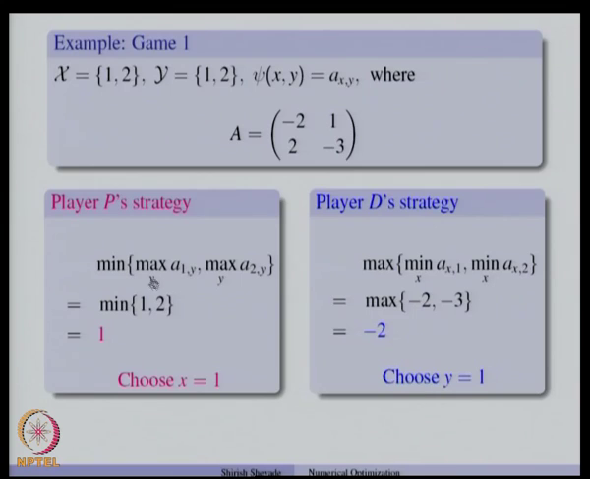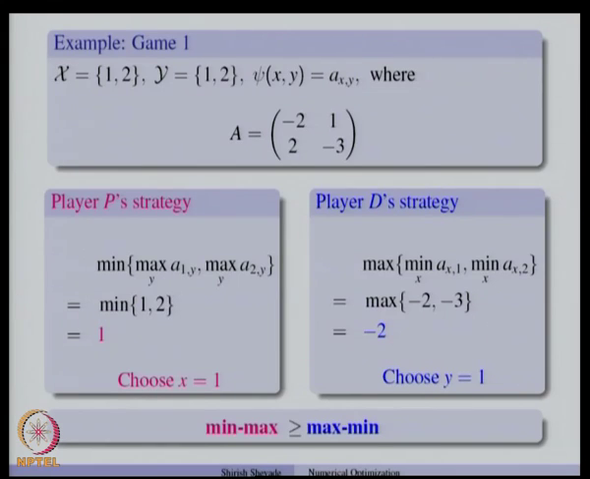Now, if we look at these strategies used by players P and D, player P uses the min max strategy and player D uses the max min strategy. So, in some sense these two problems are duals of each other, and in this case the min max value used by player 1 is greater than or equal to the max min value, which resulted in the payoff of minus 2. So, the payoff achieved using the min max strategy is always greater than or equal to the payoff achieved by the max min strategy.